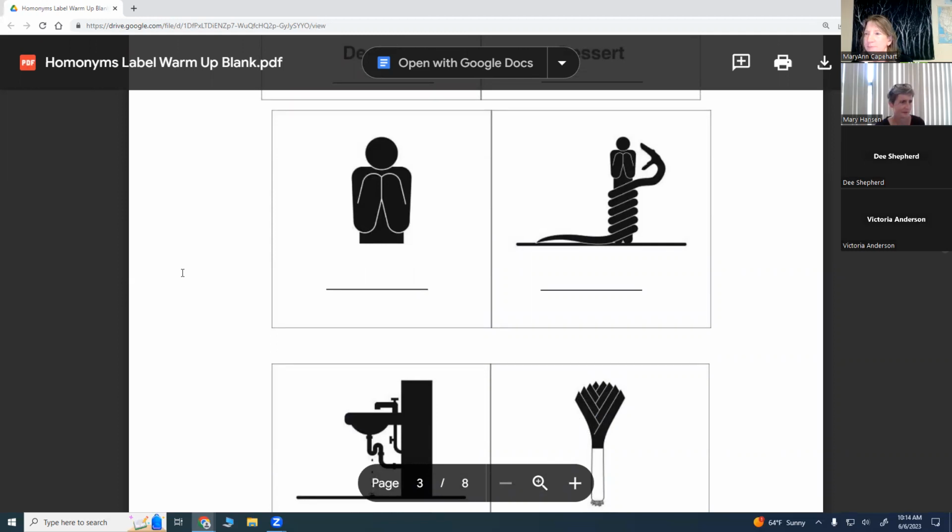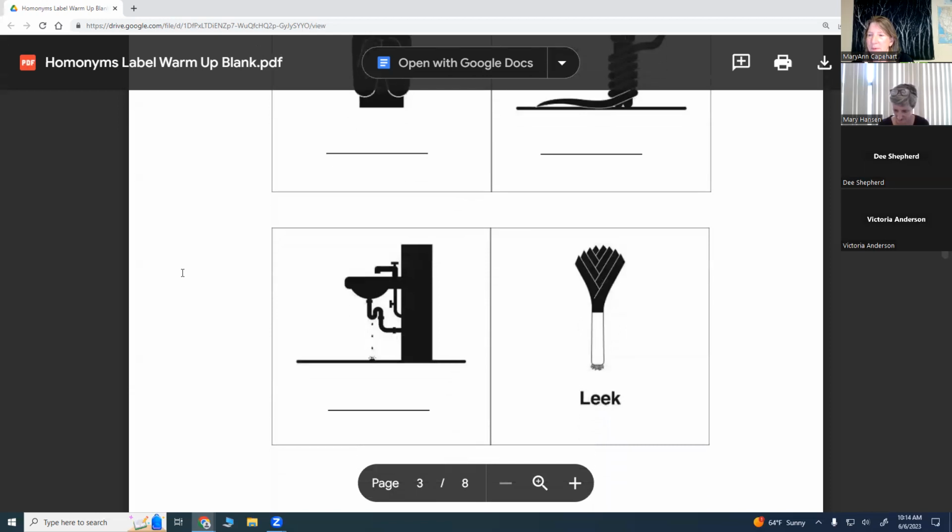Wrap. No. Almost like wrapping arms around. It'd be easier if there were hands shown. Pray and prey. Yeah, pray and prey. Oh, okay. So one's a verb and the other's a noun. How do you spell the second one? P-R-E-Y. Here's one.